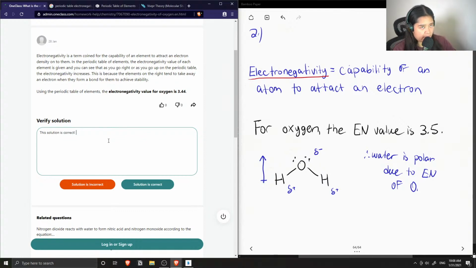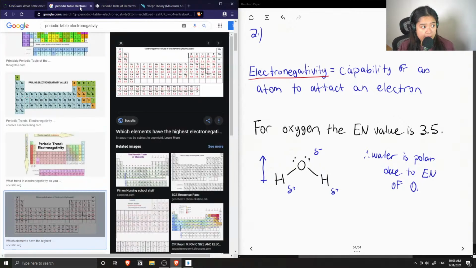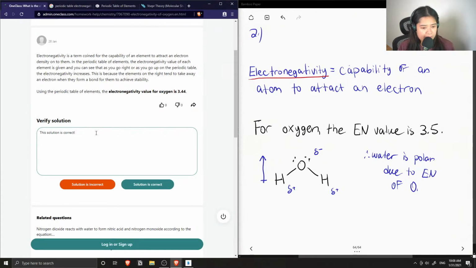So depending on what you use as a reference, you might get slightly different electronegativity values. So you can tell that this one here is a little more accurate than the table that I used, which kind of rounds the values. So it just depends on which reference you use. But this solution is still correct.